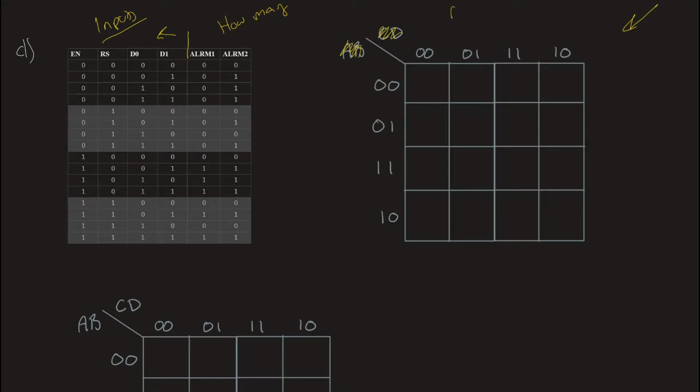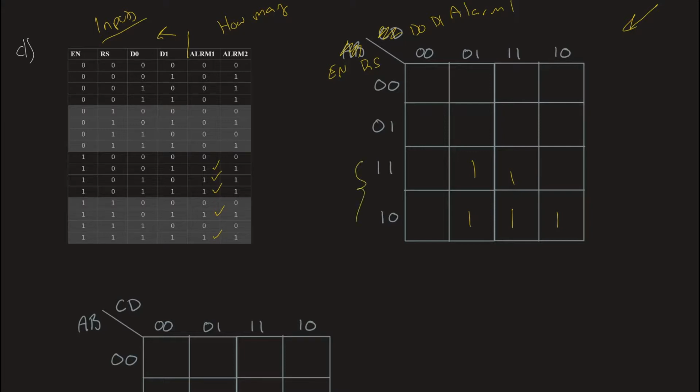So let's do alarm 1 first. This is going to be alarm 1. Remember, we have EN and RS as our inputs here. We have D0 and D1 as our inputs over there. Remember, not everything is named A, B, C, and D. So if we look here, the first one we have in alarm 1 is 1001, 1010, 1011, 1101, and all ones. So that looks like it.